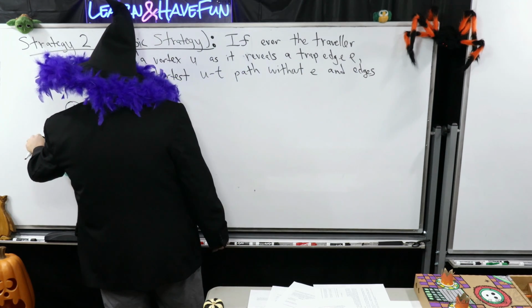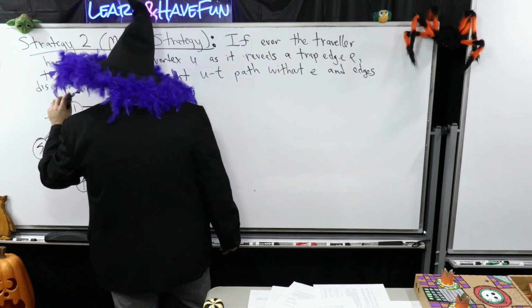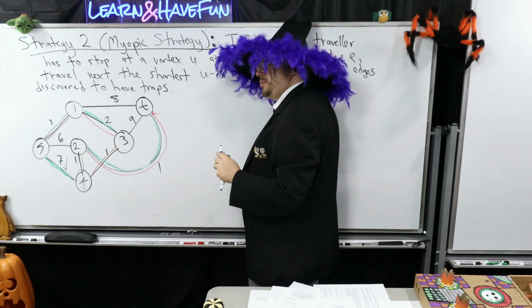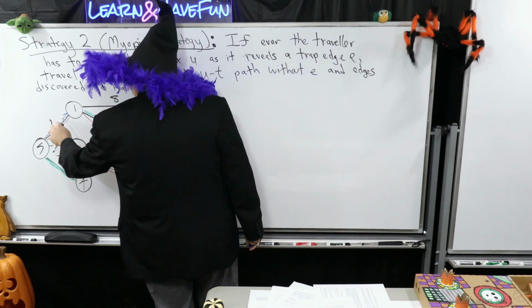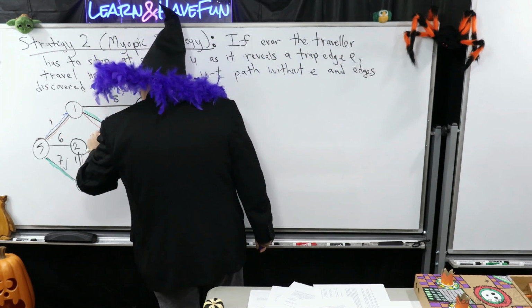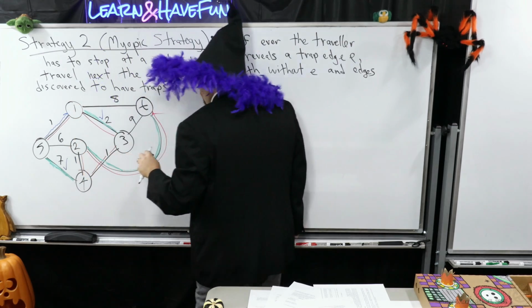And then it will proceed to go this way, right? That's where the traveler will go, right? But it'll stop right here because there's a trap edge that reveals that trap edge.